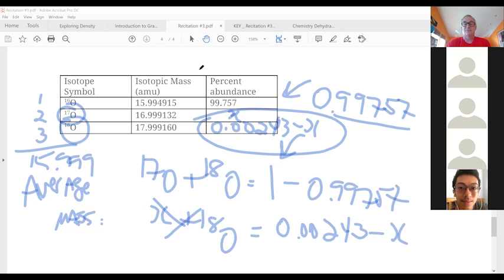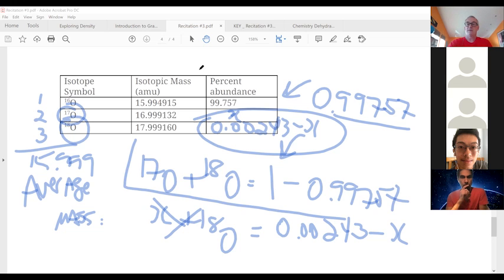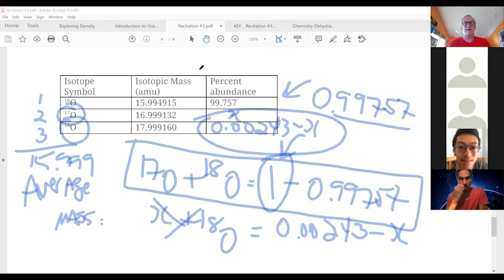Oh, so the whole percent abundance equals 1. Exactly. Yeah, it has to, right? If those are the only 3 isotopes, those 3 things have to add up to 1. Okay, thank you. That's where we got this expression. So the total abundance is 1. The abundance of 16 is this. And so the abundance of the other 2 must be the difference. That's where we got 0.00243. That's the abundance of the other 2 added together.